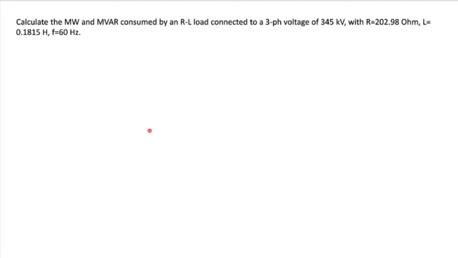R is given. You write down the value, which is 202.98 ohm. L is given, 0.1815 Henry. Frequency is given, 60 Hertz. These are the given things. So you can calculate inductive reactance.